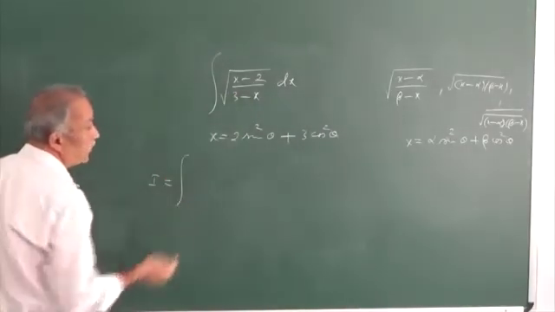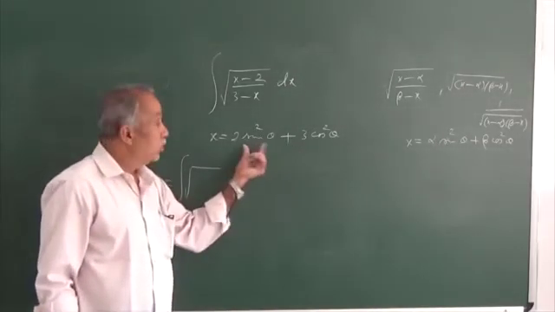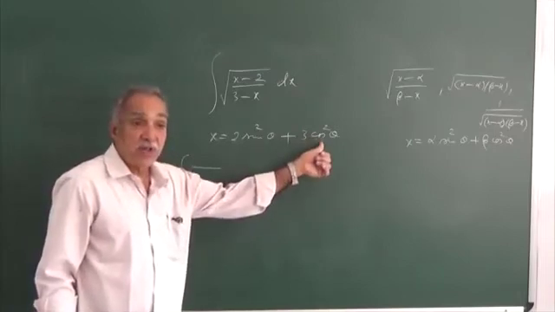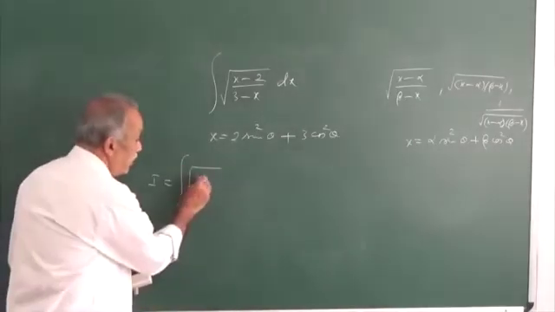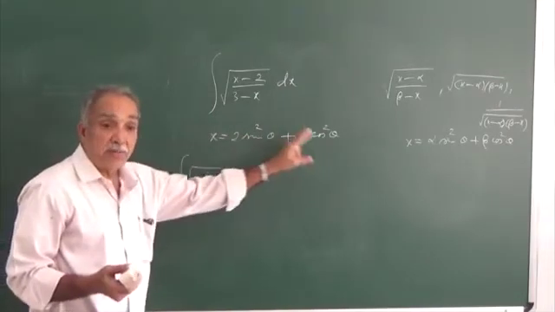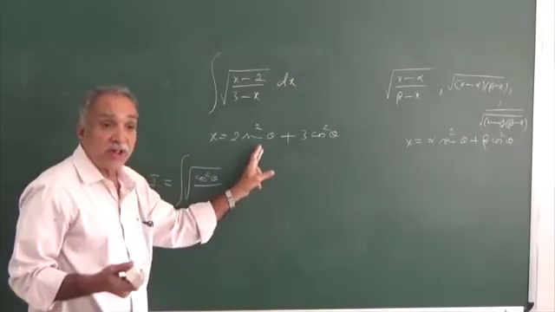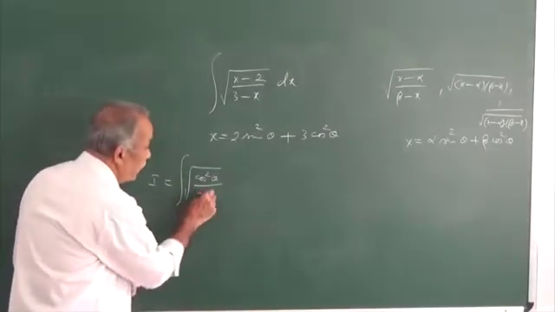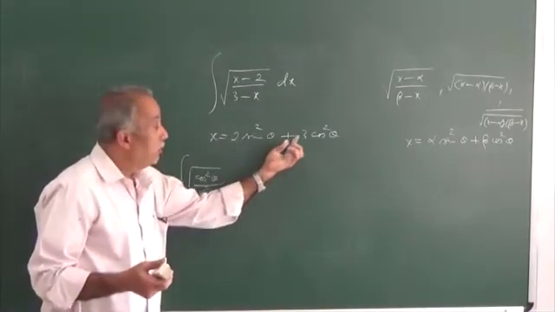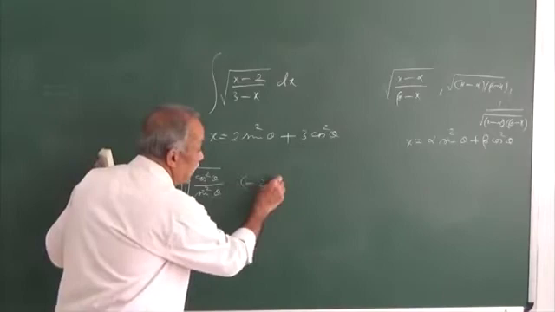Integral will become root of x minus 2, this minus 2. 2 sin square theta minus 2 is minus 2 cos square theta. Minus 2 cos square theta plus 3 cos square theta, cos square theta. 3 minus x, 3 minus this thing, 3 minus 2 sin square theta minus 3 cos square theta. 3 minus 3 cos square theta is 3 sin square theta, minus 2 sin square theta is 1 sin square theta. Derivative dx is 4 sin theta cos theta minus 6 cos theta sin theta d theta. 4 minus 6, minus 2 sin theta cos theta d theta.